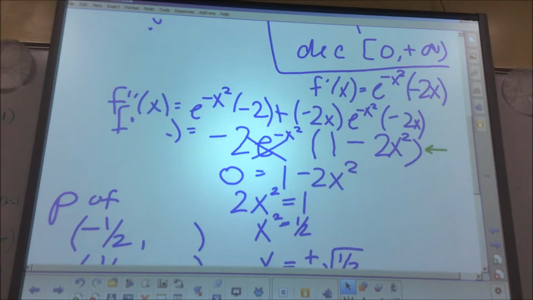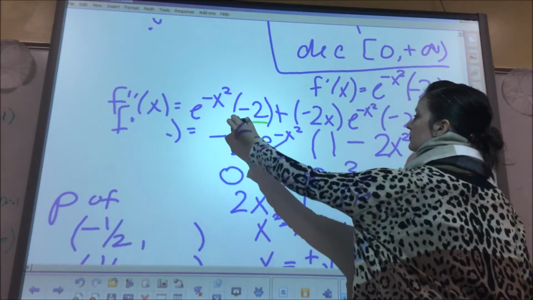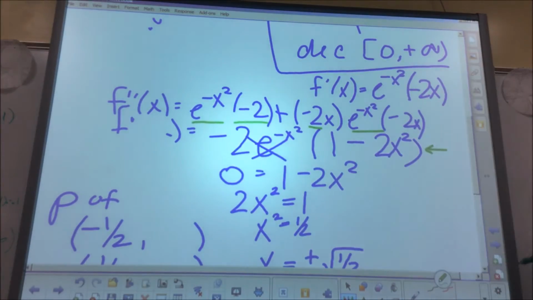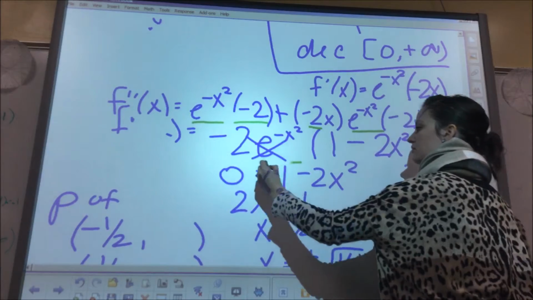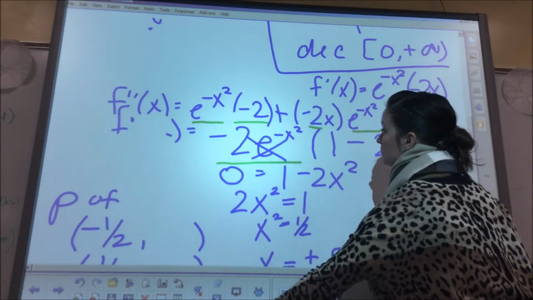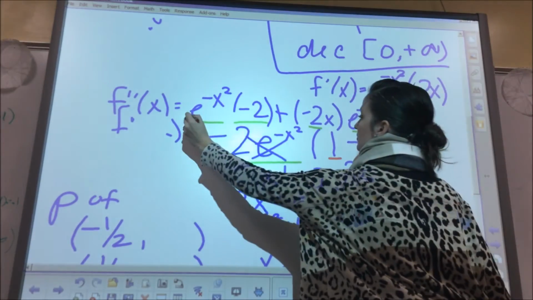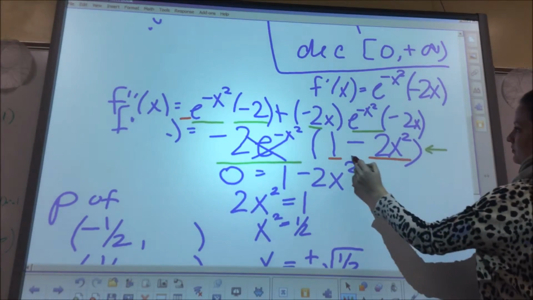Which line am I talking about? Explain this line where the green arrow is. Oh, okay. So when you did the product rule, you see negative 2 times e to the negative x squared on both sides. So you can take them out by using the distributive property, and then you ended up with 1 minus 2x squared.